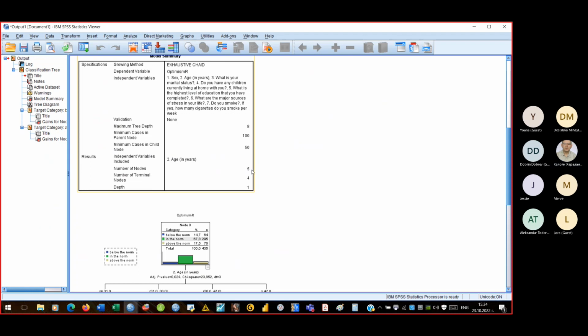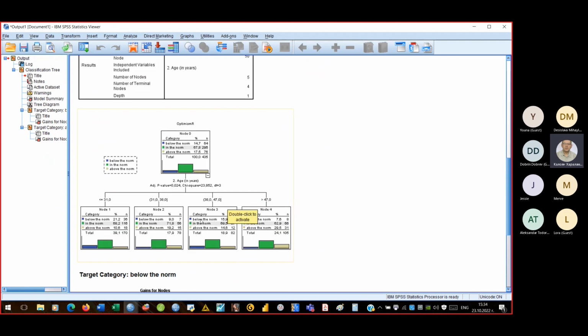And here we can see that the tree consists of 5 nodes. 4 of them are terminal nodes. Terminal nodes are these nodes which are not divided. This one is not terminal because it is divided, but these 4 nodes, they are not divided, and they are terminal nodes. And the depth is 1. This tree has only 1 level.